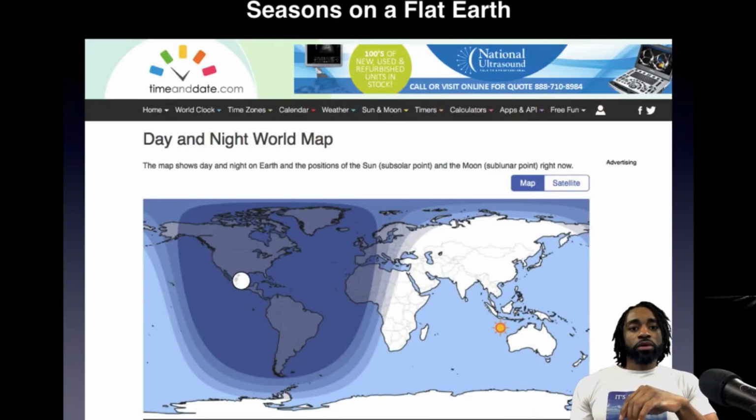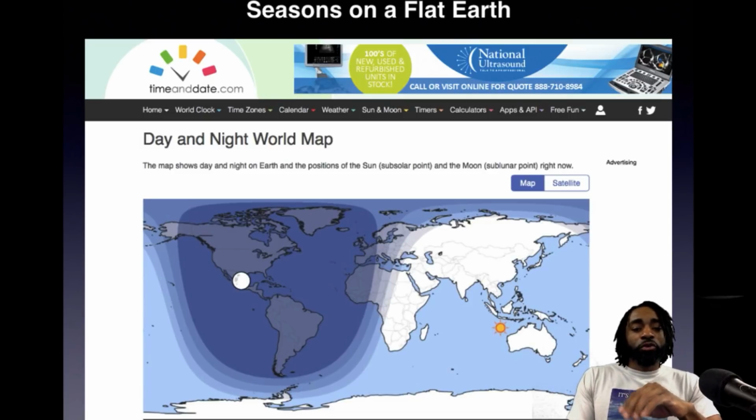Now, while we're about to wrap up seasons on the flat Earth very, very quickly, like I said, I want to turn your attention to timeanddate.com. There's a feature, it's the day and night world map. It shows the position of the sun and the moon on Earth real time, all the time. I like that feature because I've used that during eclipses and other periods just to see, okay, if I can see the moon here, who else can see the moon at the same time? Things like that. Same thing with the sun, and we'll cover that in a little bit.